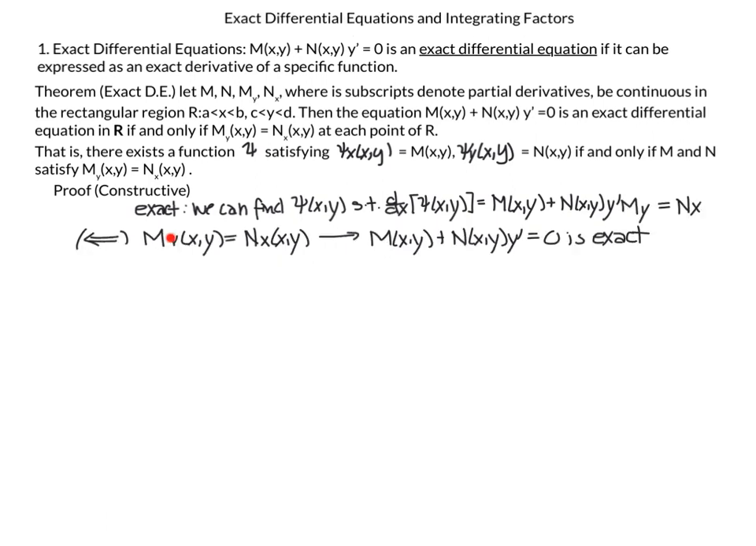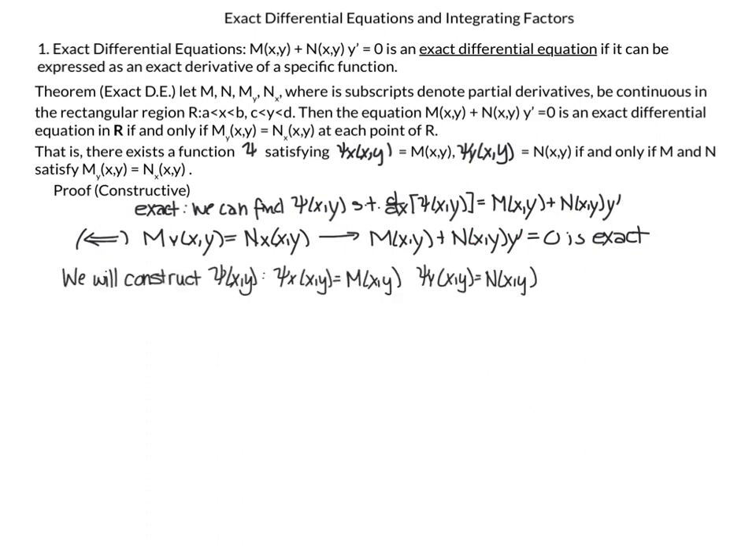And now we are going to prove the opposite direction, which is if we know M_y is equal to N_x, then we know M plus N y prime equals 0 is exact. And we will do a constructive proof, which is kind of exciting. It will show us how to find the psi. No more pulling functions out of thin air or having to guess at what the psi might be. You'll have an algorithm which will tell you how to do this.